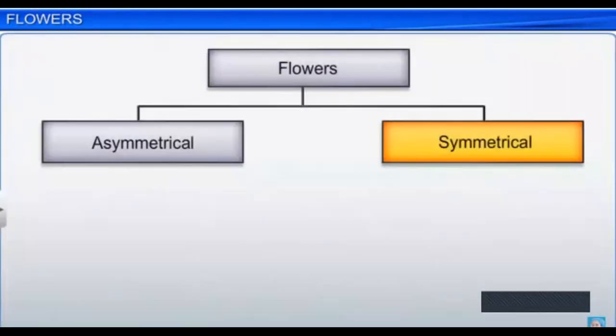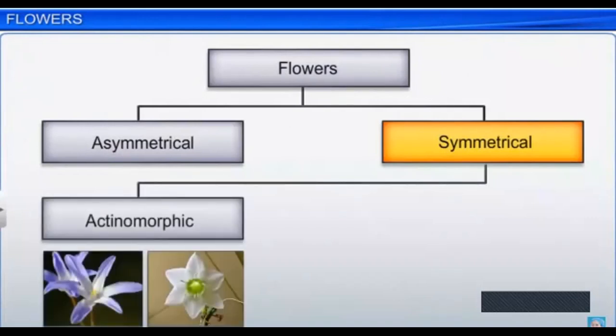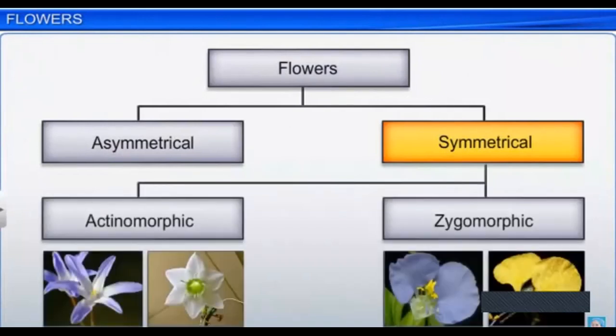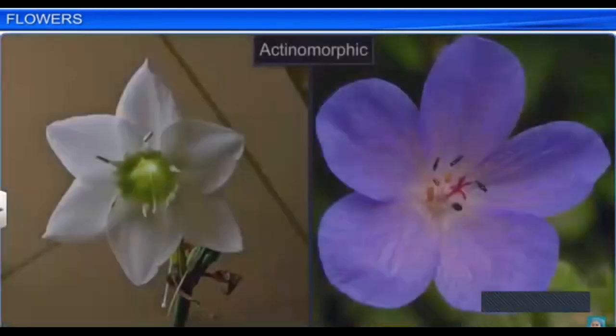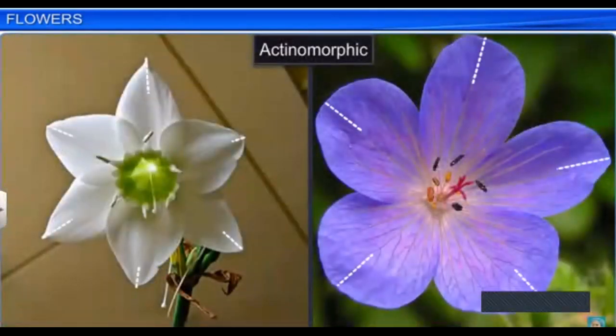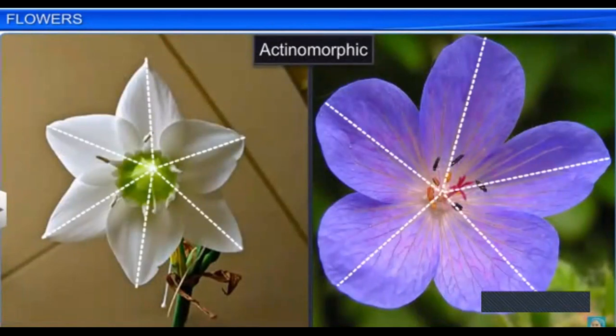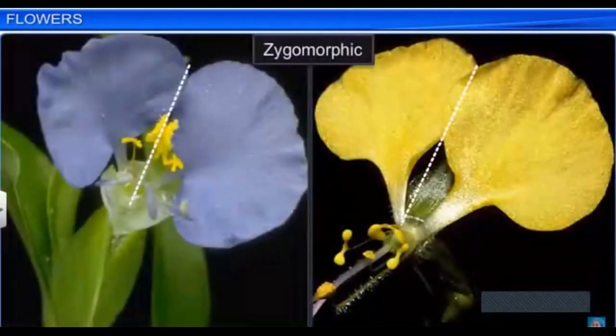Symmetrical flowers can be subdivided into 2 types: actinomorphic and zygomorphic. An actinomorphic flower can be divided into similar halves in any radial plane that passes through its center, while a zygomorphic flower can be divided into 2 similar halves only by a single vertical plane that passes through its axis.